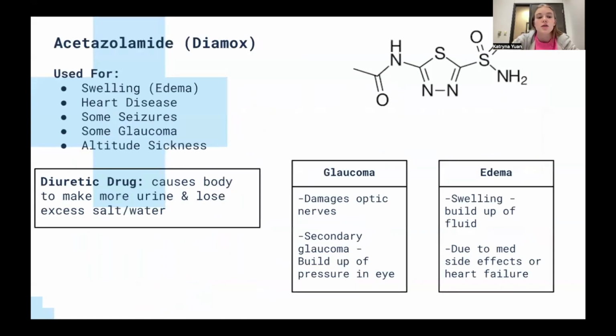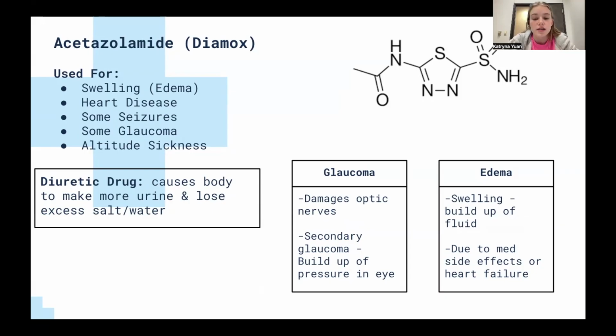So onto the cause. Acetazolamide, also known as Diamox, is used for swelling, which is also known as edema, heart diseases, seizures, glaucoma, and altitude sickness. Acetazolamide is also a diuretic drug as it causes your body to make more urine and lose excess salt and water to mitigate the swelling. And more into the specifics of the causes.